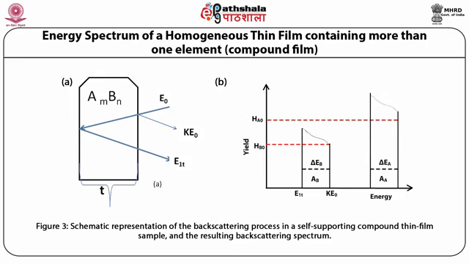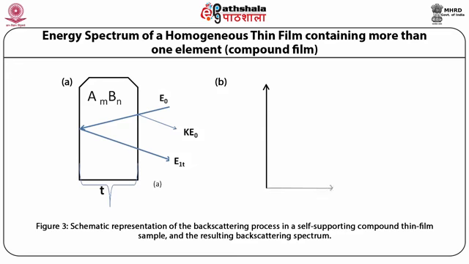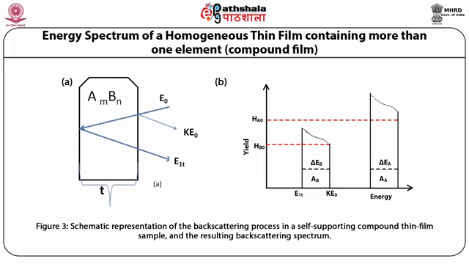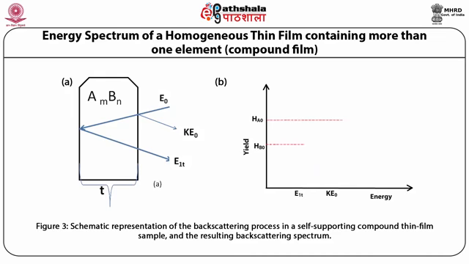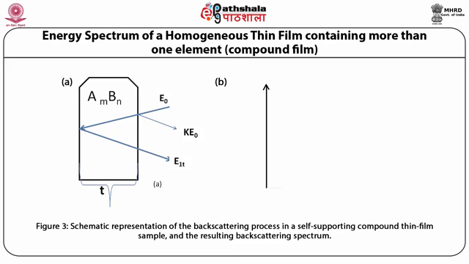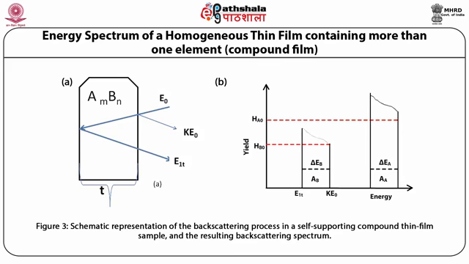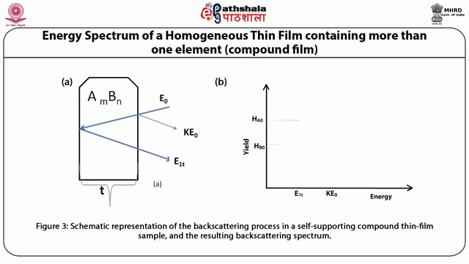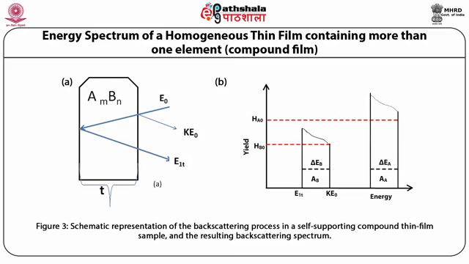Suppose that the film contains two elements A and B in the atomic ratio AmBn. The backscattering spectrum of such a homogeneous film with two elements is sketched in figure 3. The two signals are observed corresponding to scattering from the heavy atom A and the light atom B. The schematic representation of the backscattering process in a self-supporting compound thin film sample and the resulting backscattering spectrum is shown in figure 3. It shows the meaning of the symbols used in the text.